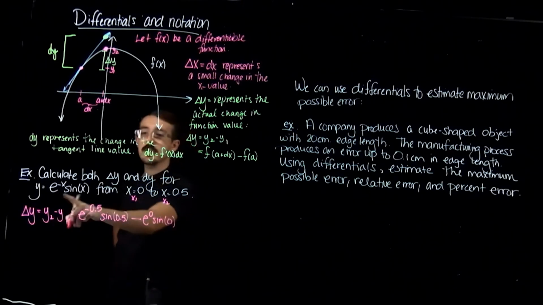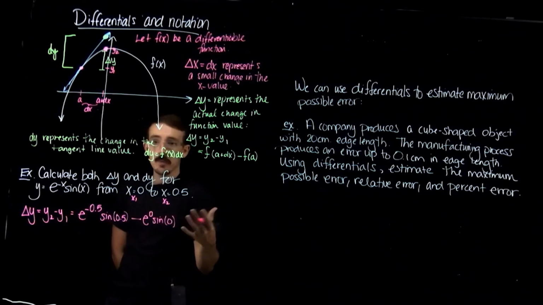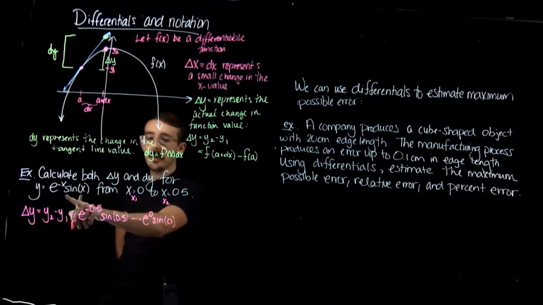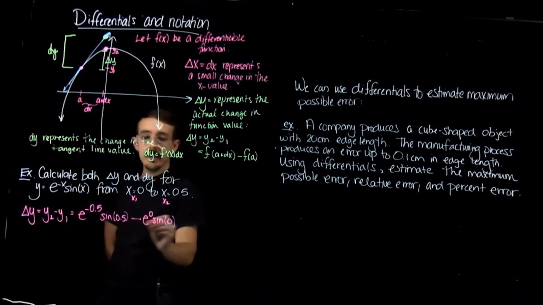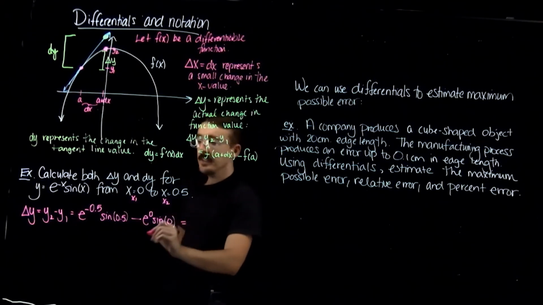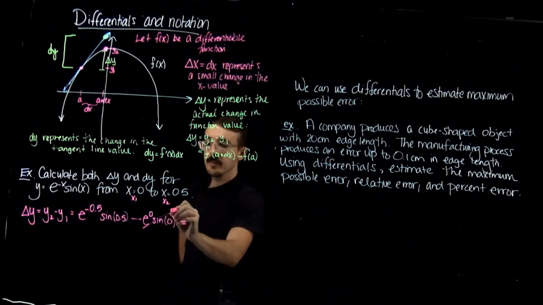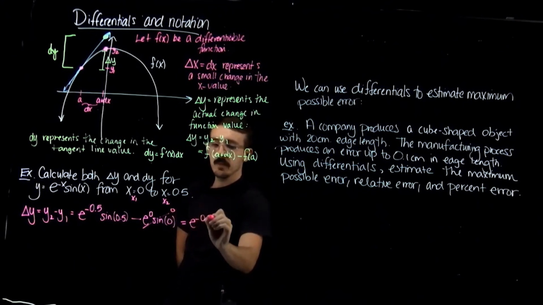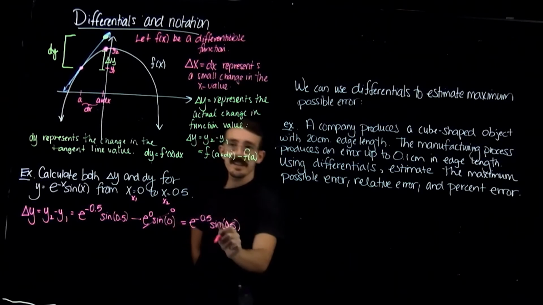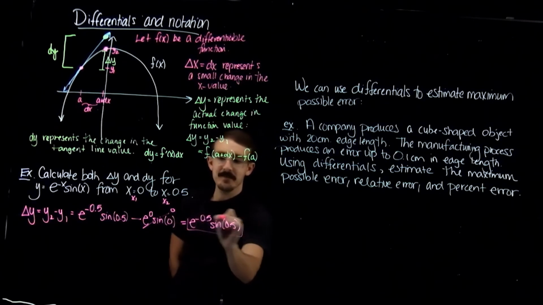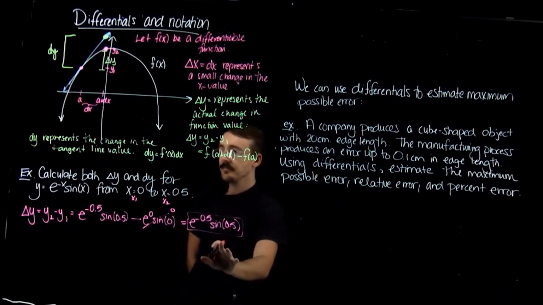So this is the actual change in the function value. It's like you're doing the slope formula, pretty much. Plug in 0.5, plug in 0. You'll notice that this just reduces to this first term, because sine of 0 is 0. So we get e to the negative 0.5 sine of 0.5. I don't have a calculator, and I didn't bring one, so we're going to leave this as the answer here. That's my actual function value.